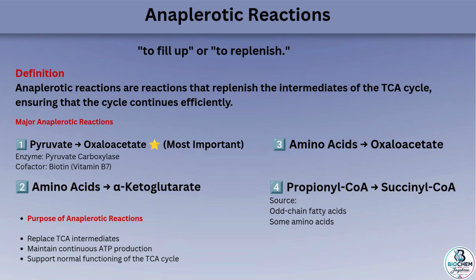Next is the formation of oxaloacetate from aspartate. The amino acid aspartate can be converted directly into oxaloacetate by a transamination reaction. This provides another pathway for replenishing oxaloacetate.